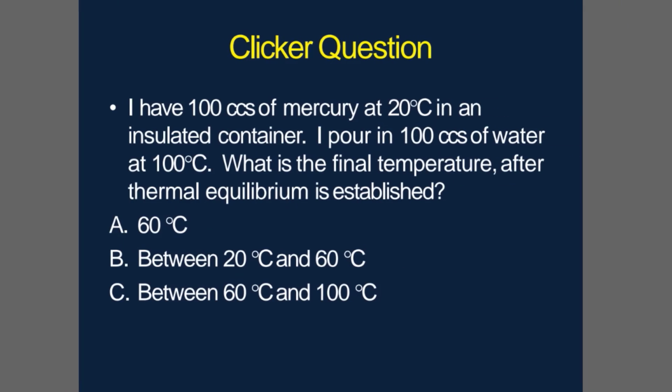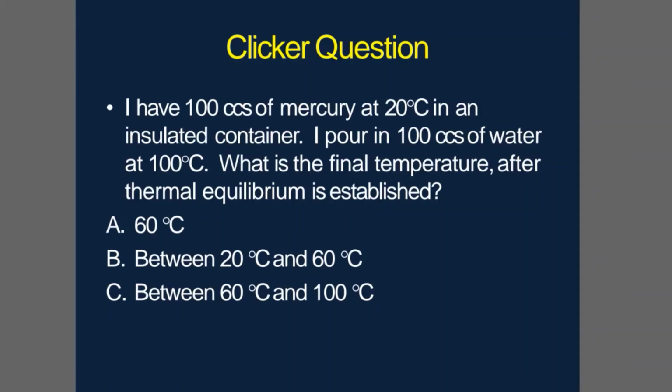Then go to another slide. Here is a clicker question for you. I have 100 cc of mercury at 20 degrees Celsius in an insulated container. I pour in 100 cc of water at 100 degrees Celsius. What is the final temperature after thermal equilibrium is established? Here are the options given. If anyone knows the answer, let me know in the chat box. Then go down the slide.